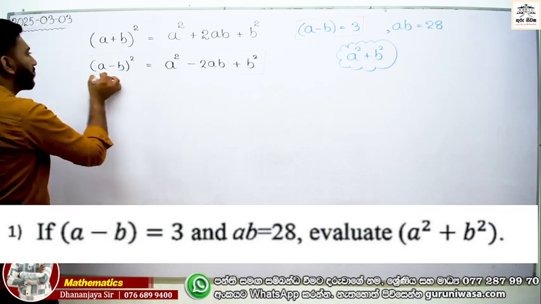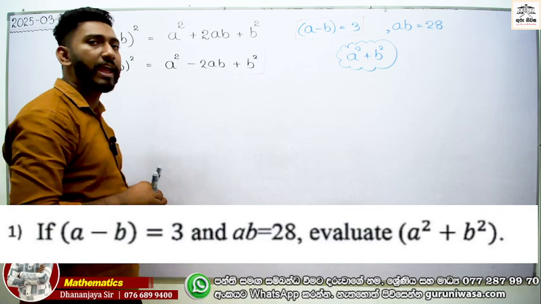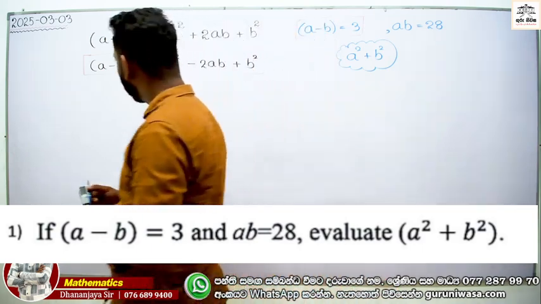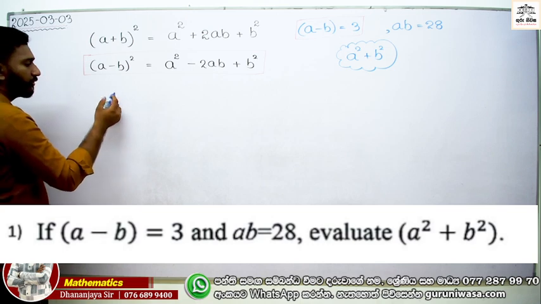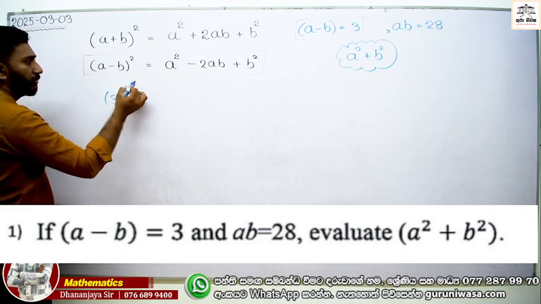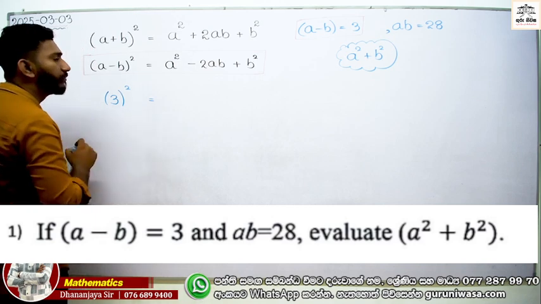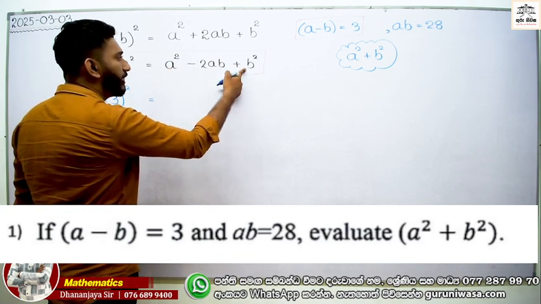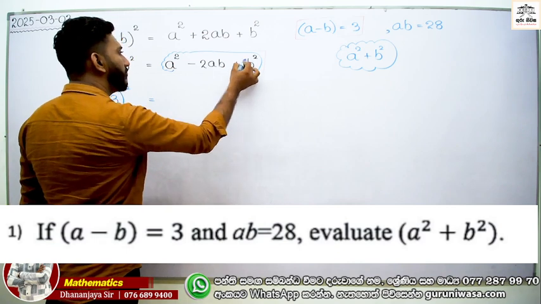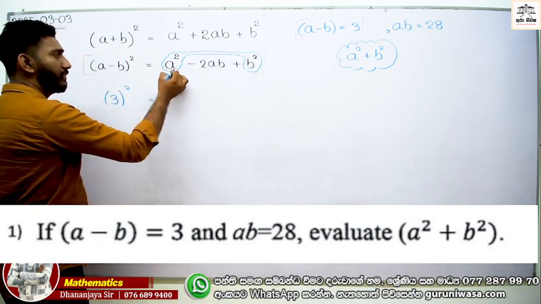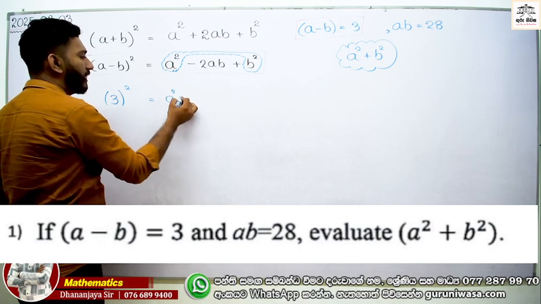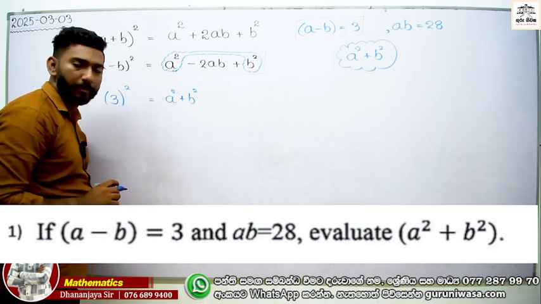Now I am going to substitute values into this expression. a minus b equals 3. Here is a minus b, therefore you need to substitute 3 to the power of 2 and put the equal sign here. a square plus b square, we have to find the value for a square plus b square.